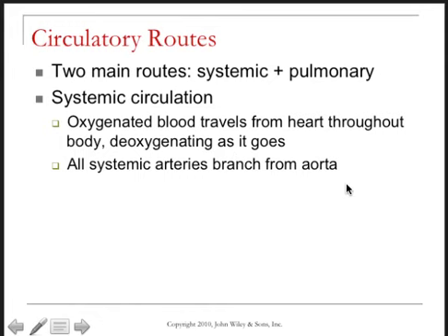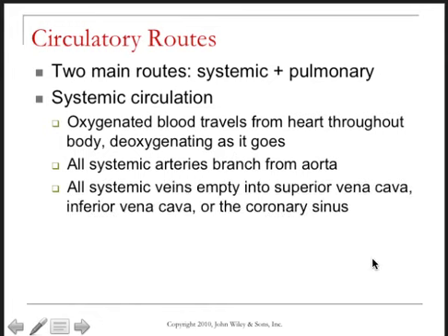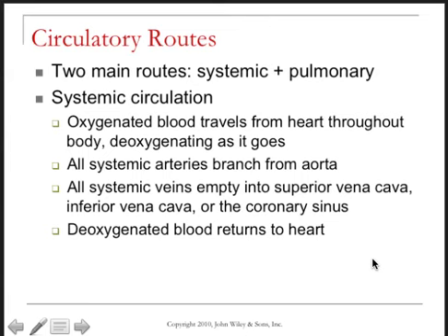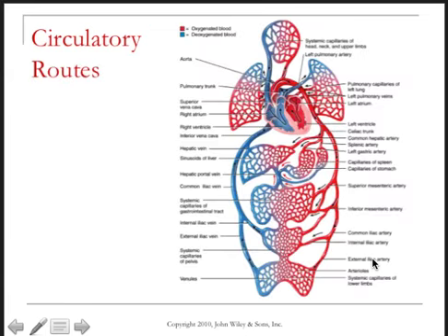All systemic arteries branch from the aorta. All systemic veins empty into the superior vena cava, inferior vena cava, or coronary sinus. Deoxygenated blood then returns to the heart. And this is just a diagram showing you the pulmonary circuit, which is here. Okay, notice here, right atrium, right ventricle, to the lungs, and then back to the left atrium. And then we enter the systemic circulation, the left ventricle to the aorta to the rest of the body.